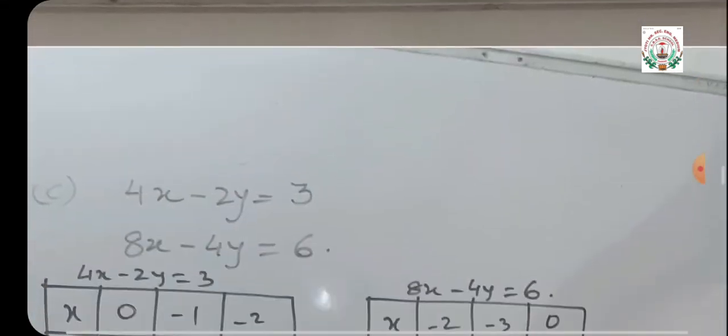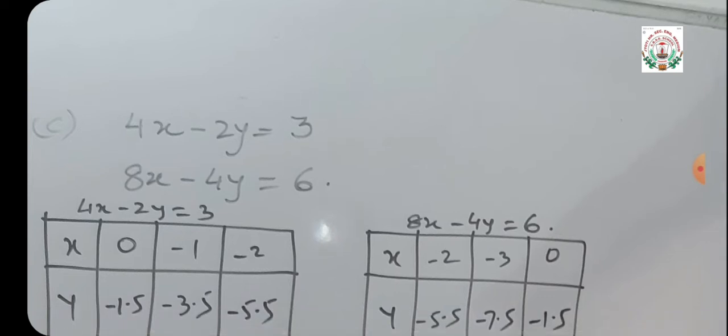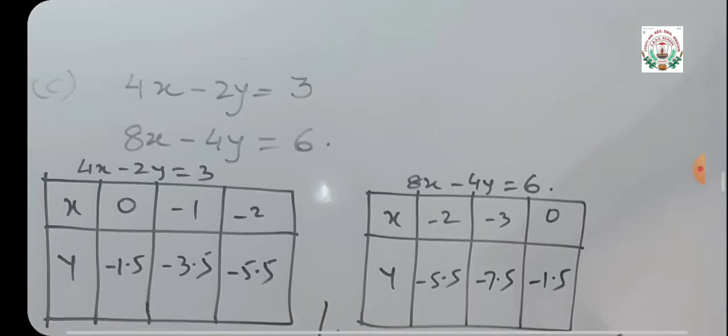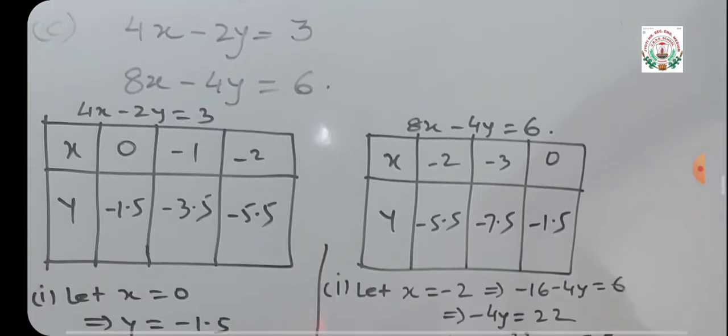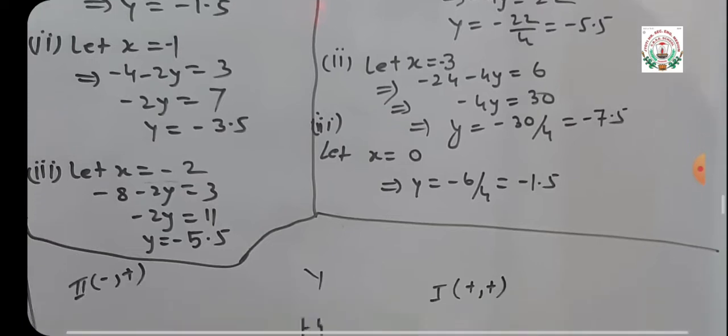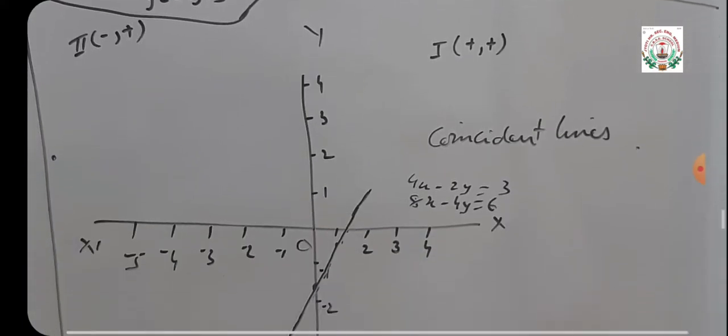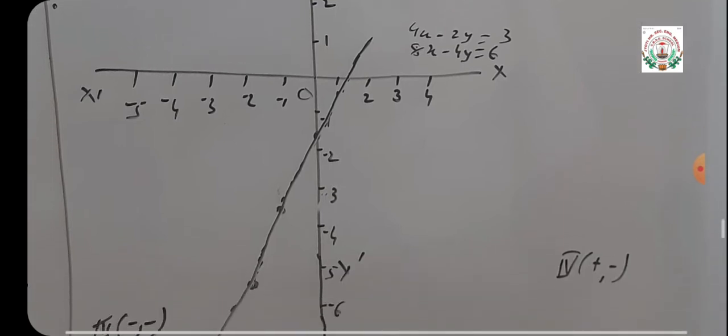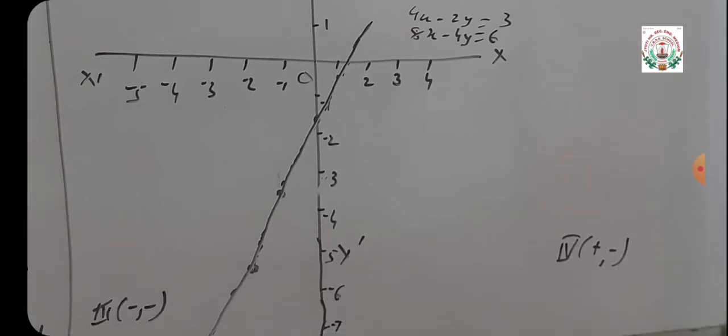Now the third one, 4x minus 2y equals 3 and 8x minus 4y equals 6. In the same way as I explained for the previous two questions, for this question also we will find out three different solutions of each linear equation, and after getting the solutions we will plot these points. When we plot these points, we will see that the graph line of the second linear equation will be completely overlapping on the graph line of the first linear equation.